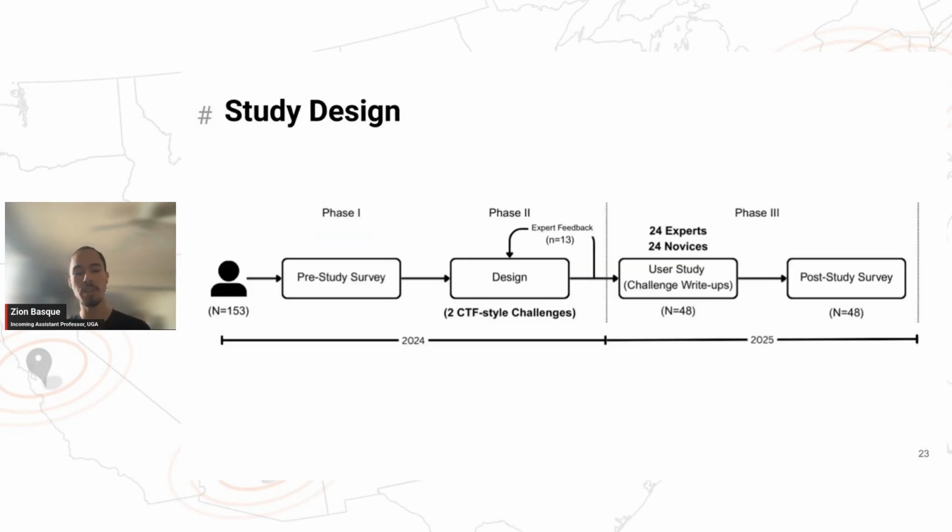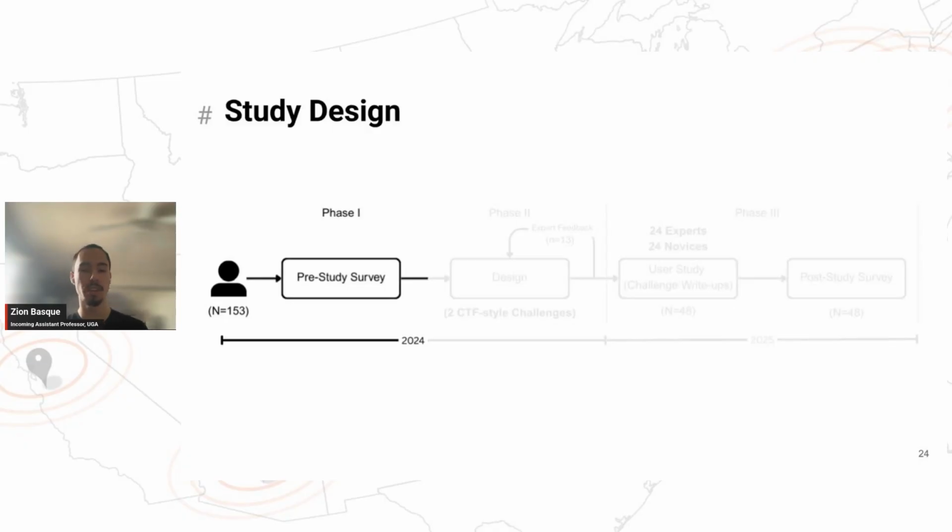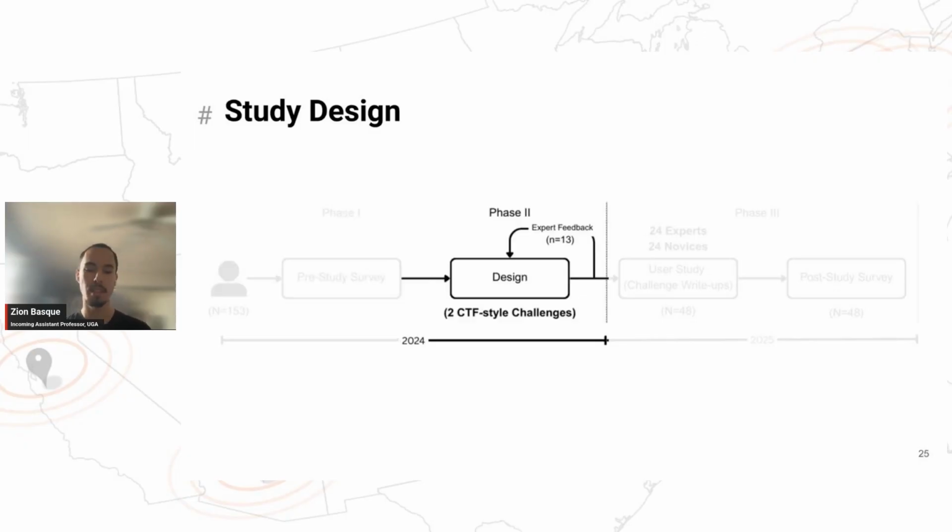So, to answer those three questions, we designed a three-phase study that started in 2023 and expanded all the way to 2025. In these three phases, we had different components to build this infrastructure for understanding how humans reverse engineer. In phase one, we conducted a pre-study survey online with 153 different practitioners to understand how they were using large language models and how this actually helped them or hurt them during their working process. Then in phase two, we designed two CTF challenges based on the feedback from the survey that we would then use for these different practitioners to show us how they reverse engineered in real time.